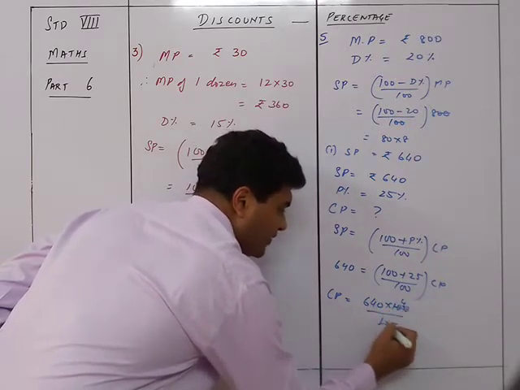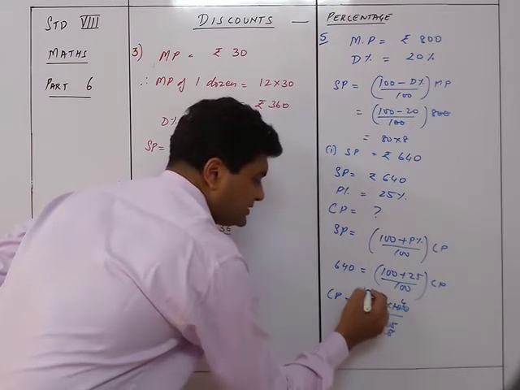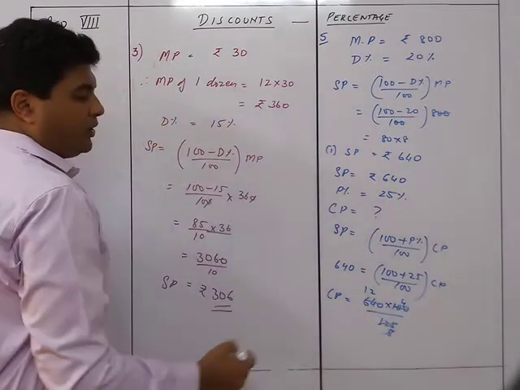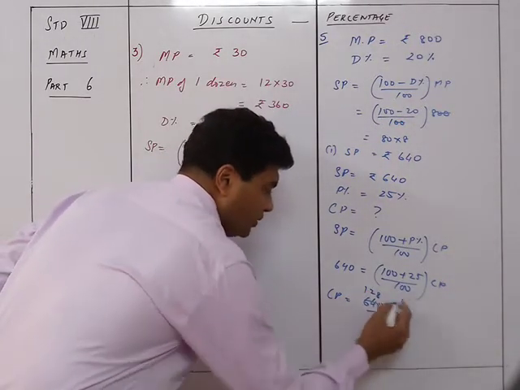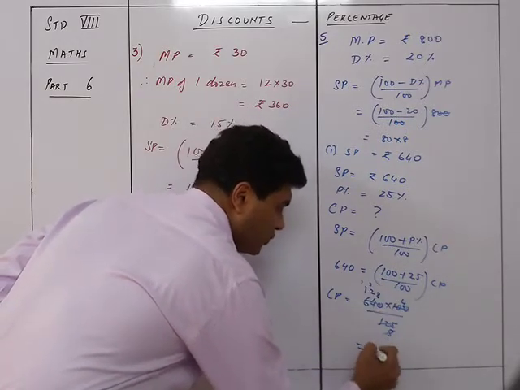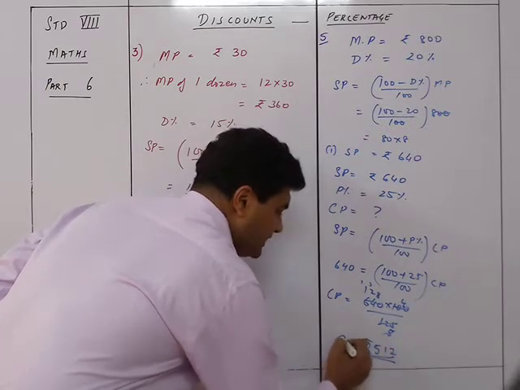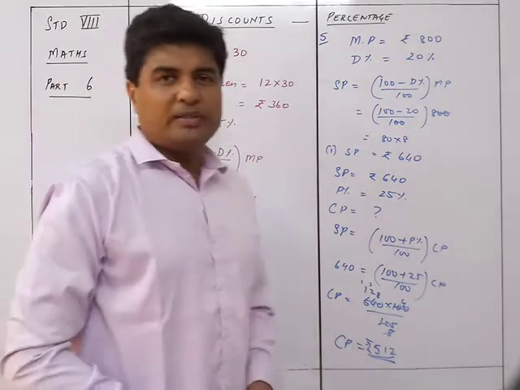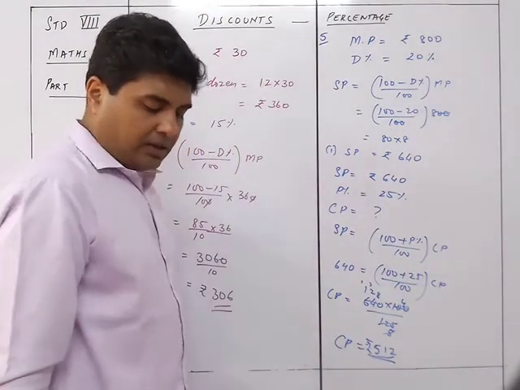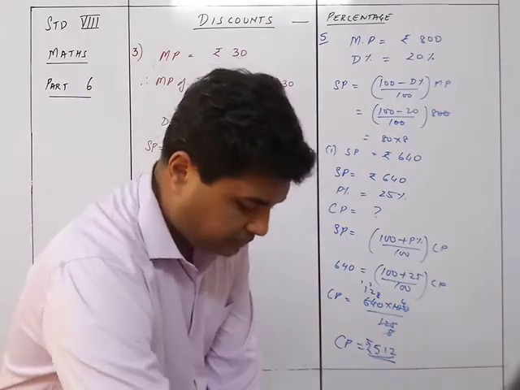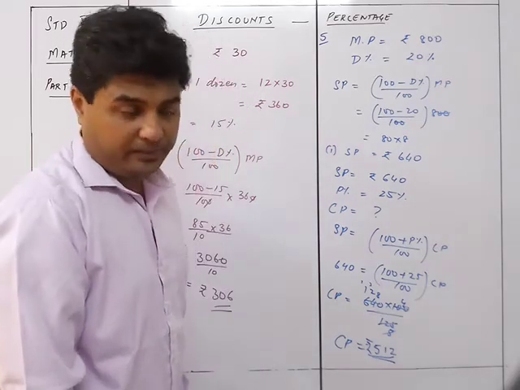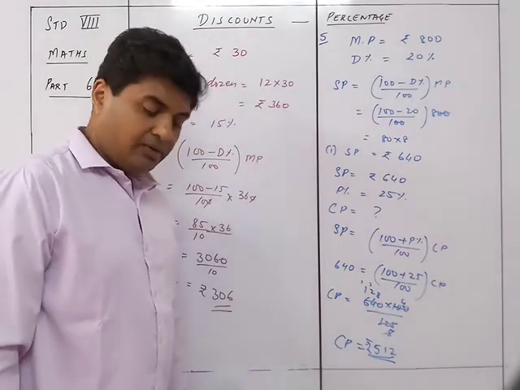So 25 4s are 100, 25 5s are 125, and then 5 1s are 5, and then 2s are 20, 40 will be 8. So that will be equal to 32 and then 1 and then 5. So rupees 512 is the CP at which the dealer bought the article. Sorry, the article which the dealer bought was at 512 and he sold it for rupees 640. Okay, this was sum number 5.